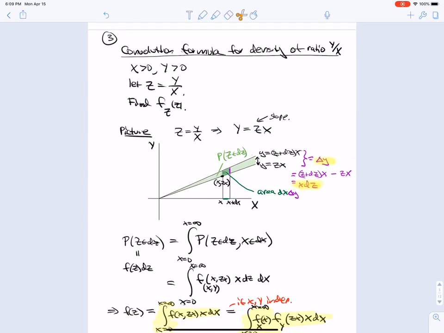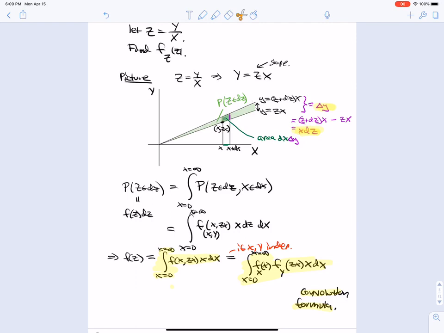Next, convolution formula for the density of the ratio. So when Z is Y over X, here Y and Z are positive random variables, then Z can be interpreted as the slope. And so the probability that Z is in dz is the orange shaded region, and the probability that Z is in dz and X is in dx is the green, the darker green region here.